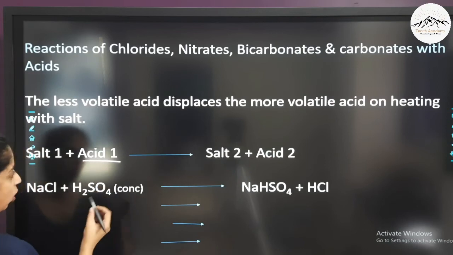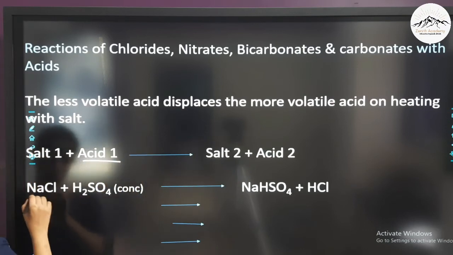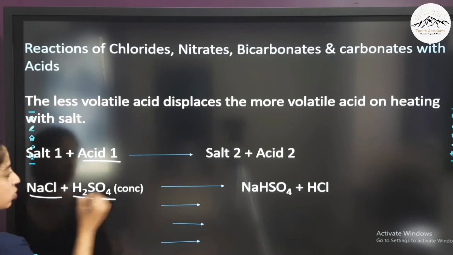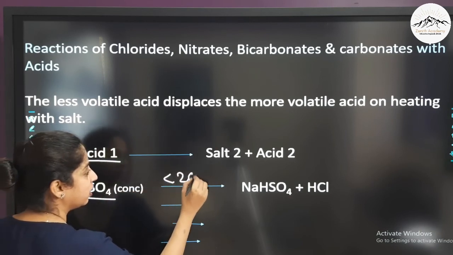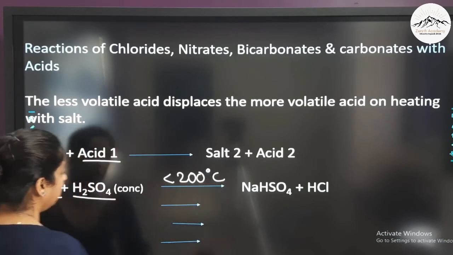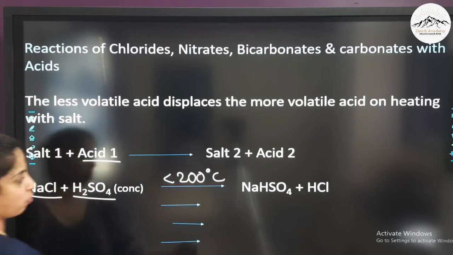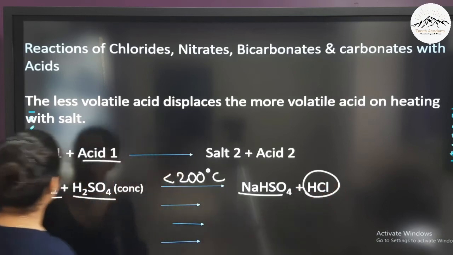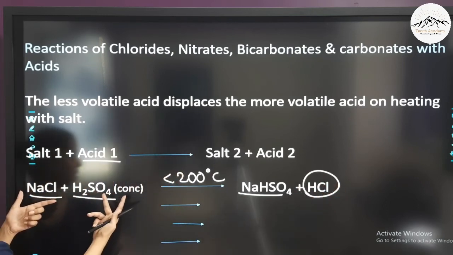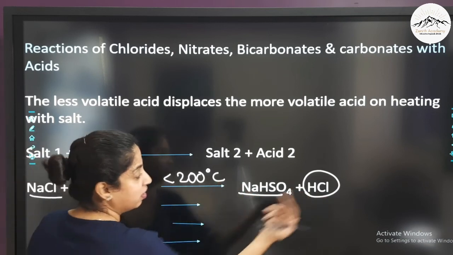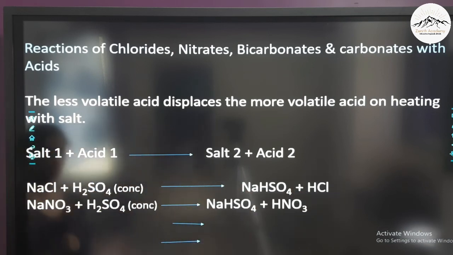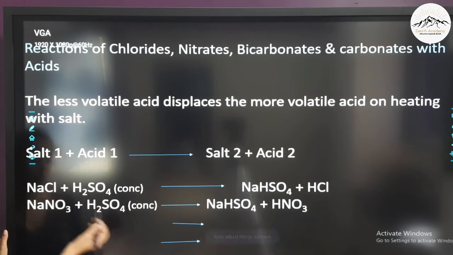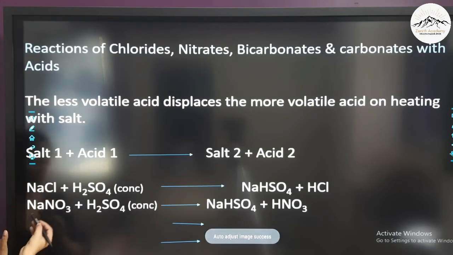on heating with salt. So here if you take an example of H2SO4, when it is heated with a salt at less than 200 degrees Celsius, then it will form NaHSO4, that is sodium bisulfate, and another acid. So any salt and acid will form another salt and another acid. Now we will take one more example. Now again H2SO4 is there, concentrated H2SO4, when it reacts with sodium nitrate.